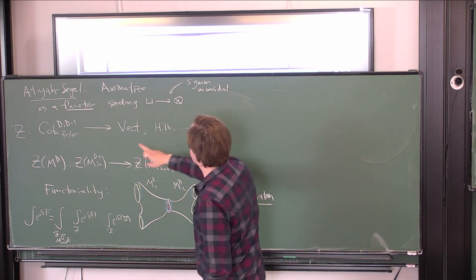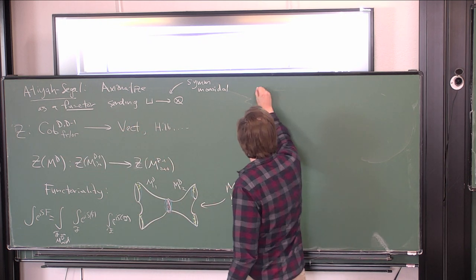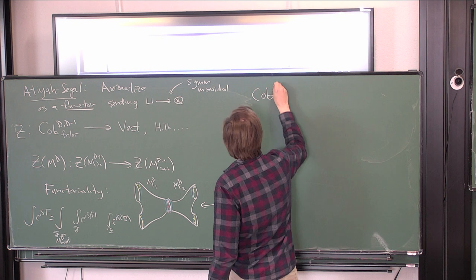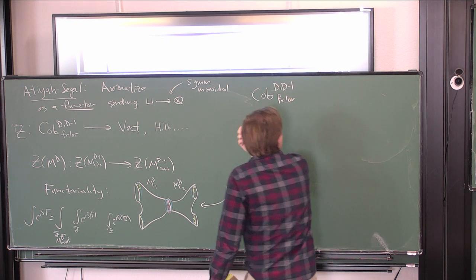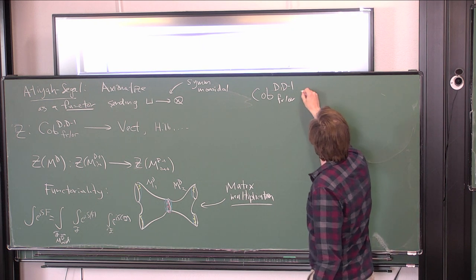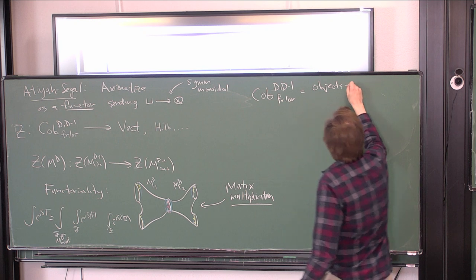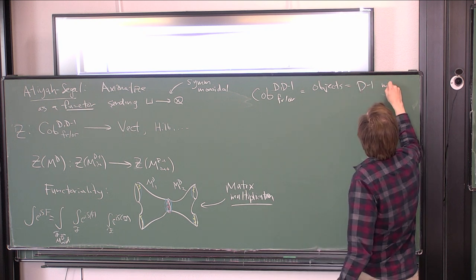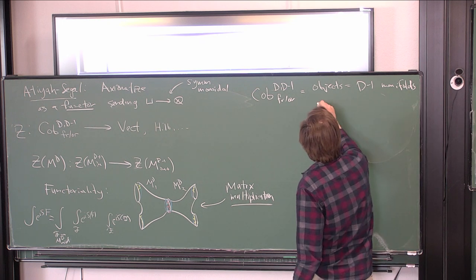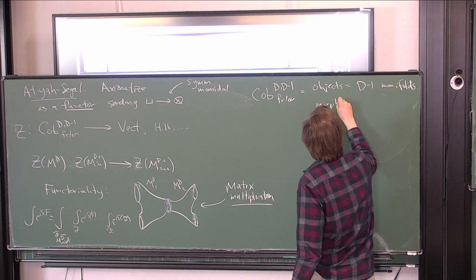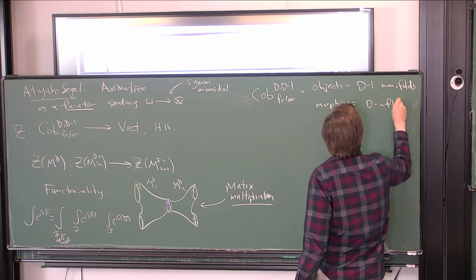Now let me say that these cobordisms are just this. So Cob d minus 1 is just a category whose objects are d minus 1 manifolds and whose morphisms are d manifolds.